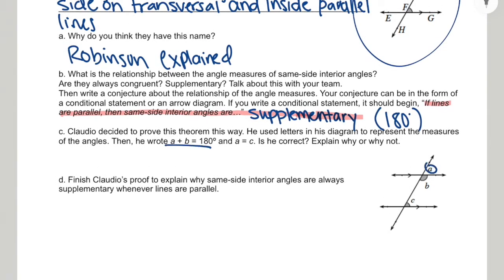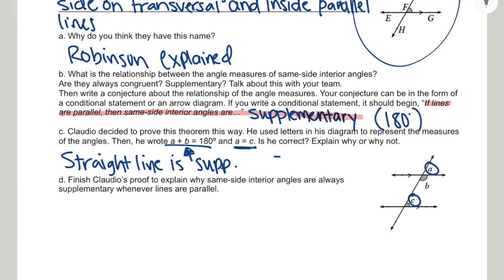Does A plus B equal 180? Yes, because it's a straight line. So straight line is supplementary, and I'm going to just abbreviate that for this part. So we're good on that. That's true. And then A equals C. A and C, yes, those are also going to be equal because they are corresponding. That's just super abbreviated today, sorry, but they're corresponding.